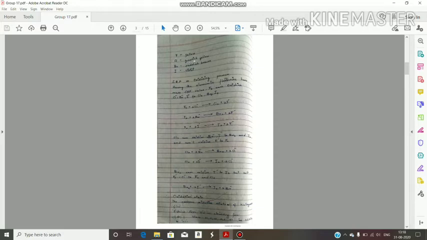Fluorine has yellow color, chlorine has greenish yellow color, bromine is reddish brown, and iodine is violet. These are the colors exhibited by the respective elements.